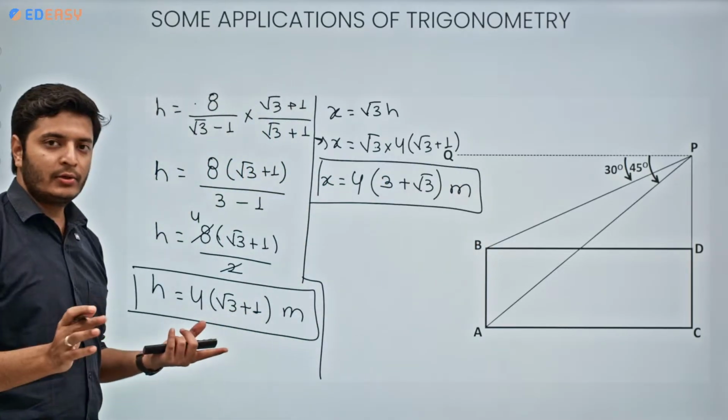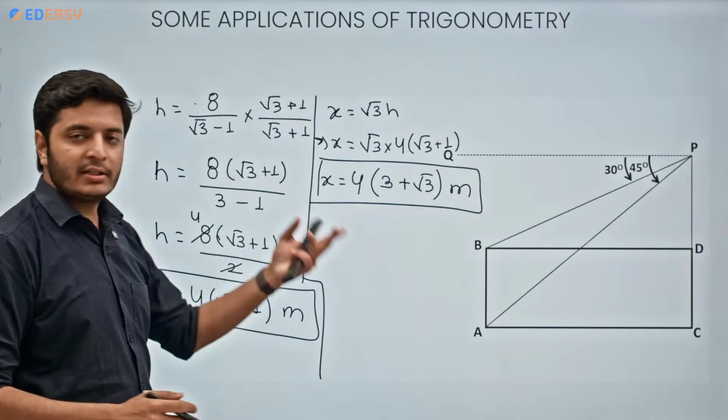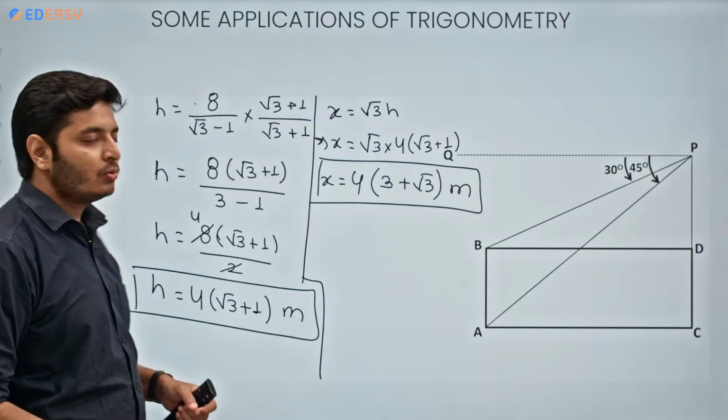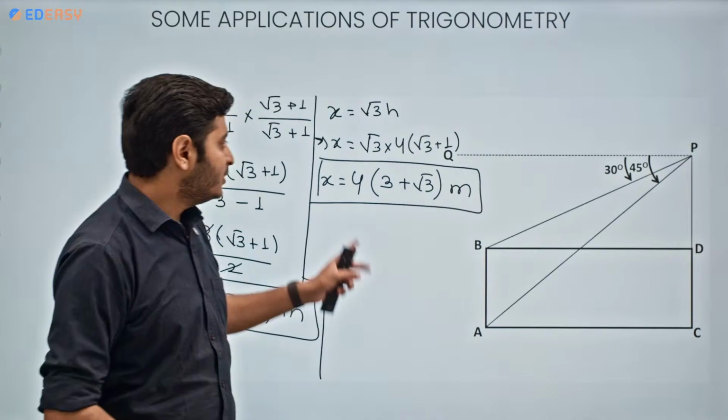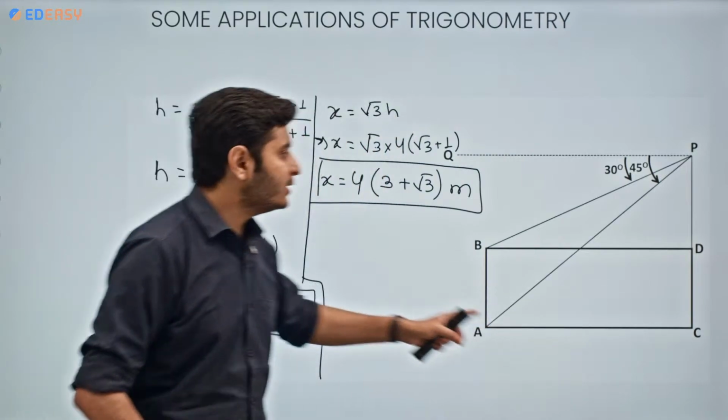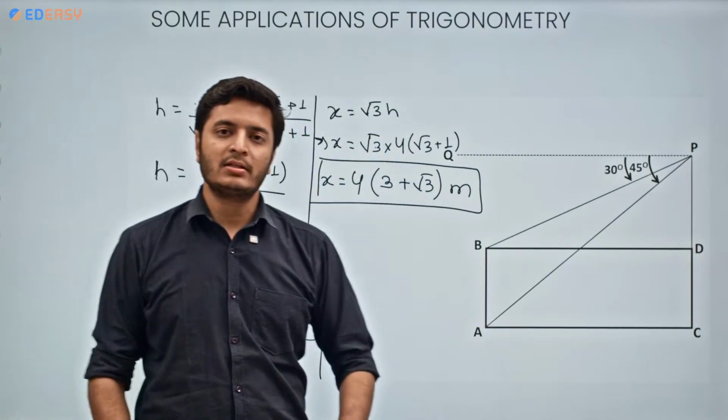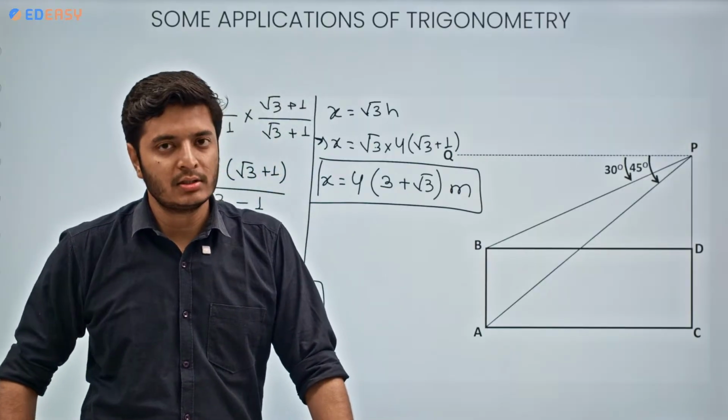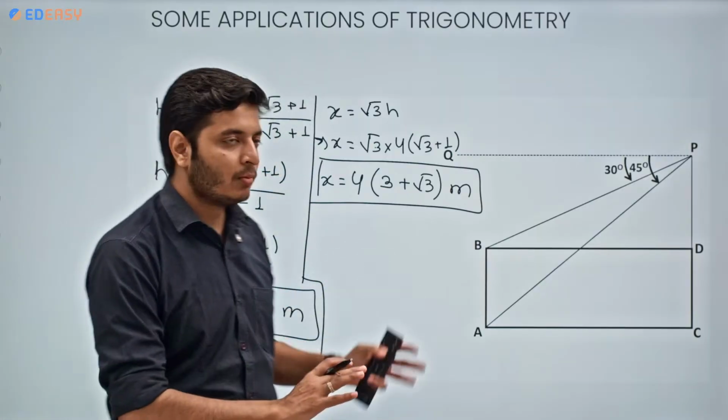So this will be your distance between two buildings. So you are going to conclude it like this: the height of the multi-storied building is 4 into root 3 plus 1 meters, and the distance between the two buildings is 4 into 3 plus root 3 meters. So this is how you can solve this type of problem.